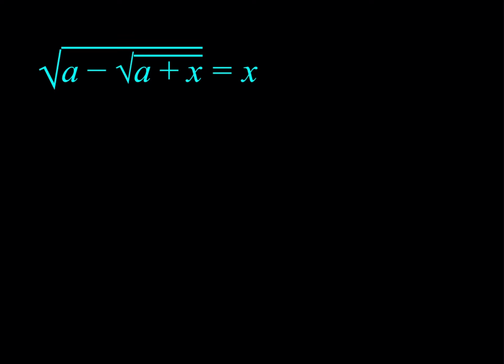So we do have this equation, the square root of a minus the square root of a plus x is equal to x, and we're trying to solve for x here. As I said earlier, a is a given number, so we're going to find our answers basically in terms of a. Okay, let's get started.